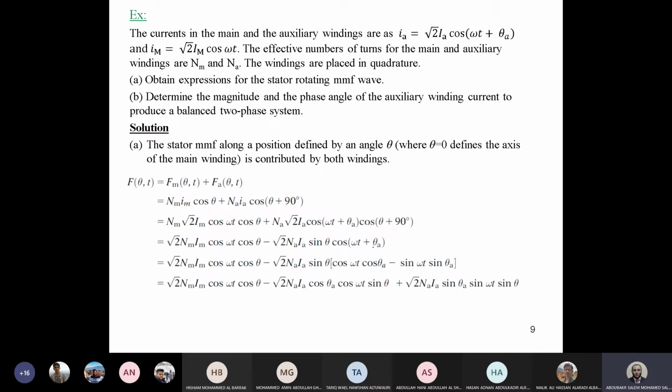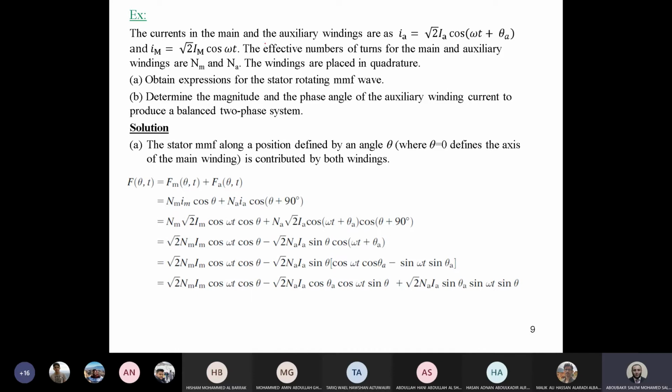Let's see together. What will be the effect if we include the two windings in one motor? We will discuss this by means of an example. Here it's stated in this example.